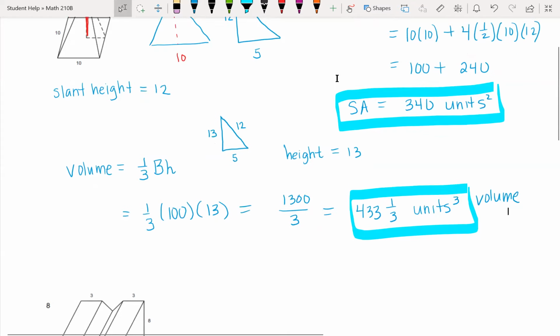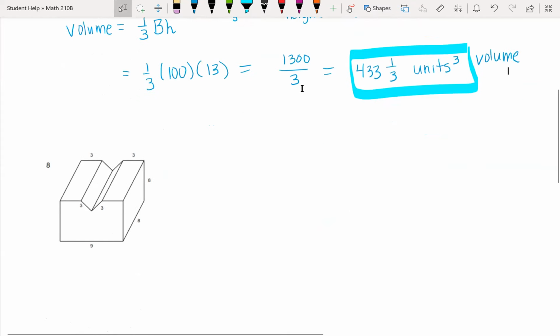All right, let's look at another shape. This one's a little difficult. The way that I think about this is that it's, let's see, how many sides does that have? 1, 2, 3, 4, 5, 6, 7. It's got 7 sides. So it's a prism with a 7-sided base, right?